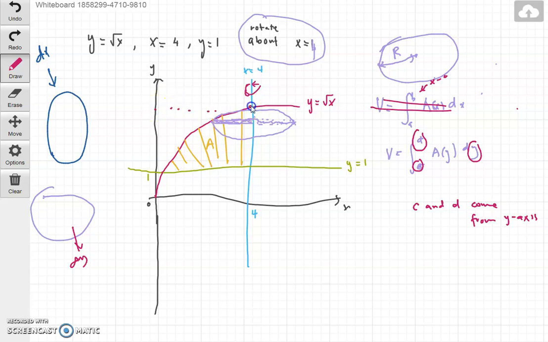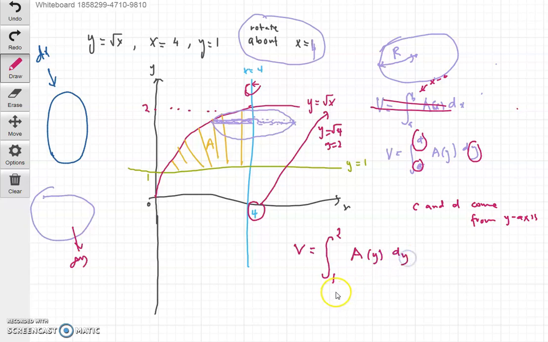In order to get the value here, we put the value of 4 into the equation, so it becomes y equals square root of 4, which is y equals positive 2. So now if we want to calculate the volume, it will be the integration from, it's not 0 to 4 because that is the x-axis, it must be 1 to 2, of A(y) dy.